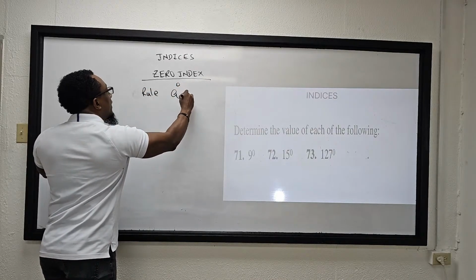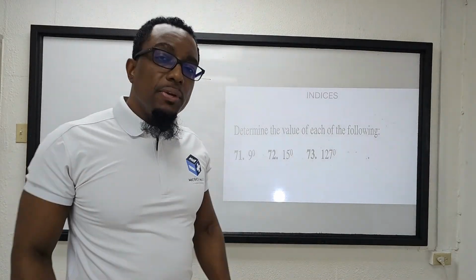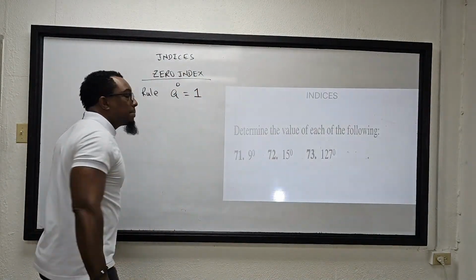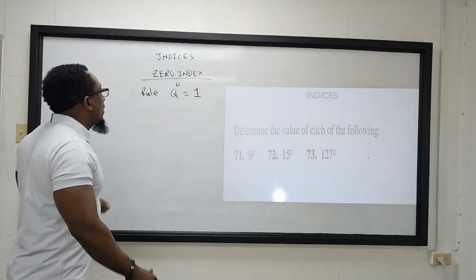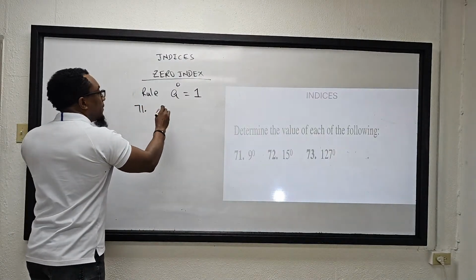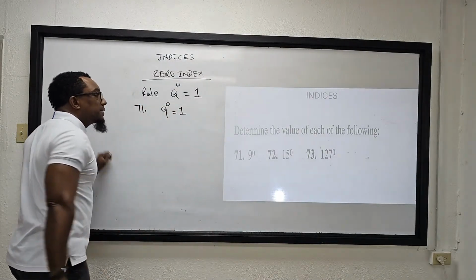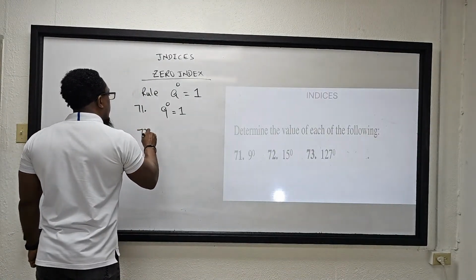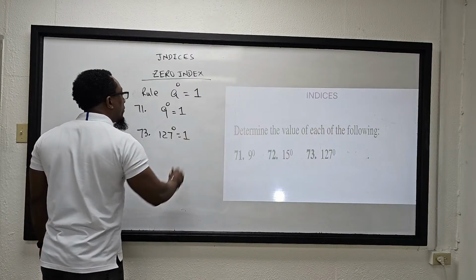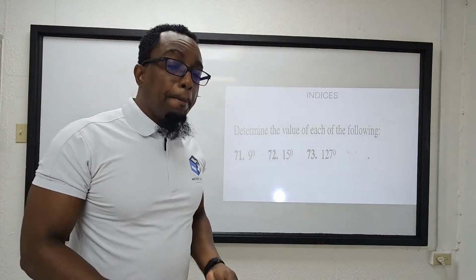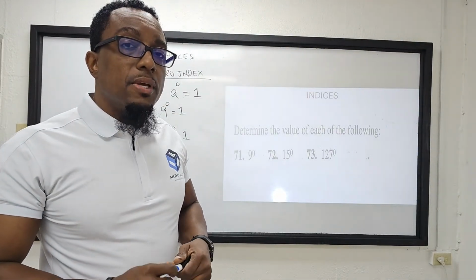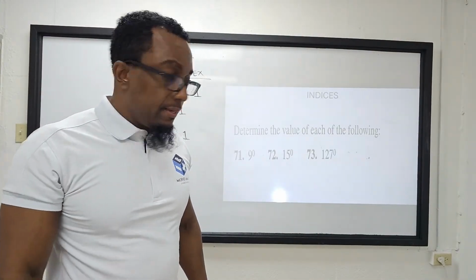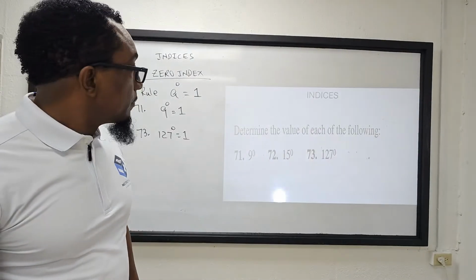The rule: if I have any base raised to a power of 0, the answer is automatically 1. Simple rule. So I know 71 will be 9 to the power of 0, whose answer is 1. I know 73, 127 to the power of 0, whose answer is 1. I can have a million raised to the power of 0, my answer will always be 1 once the power is 0. So remember that, don't forget that. Alright, let's move on to the next rule.